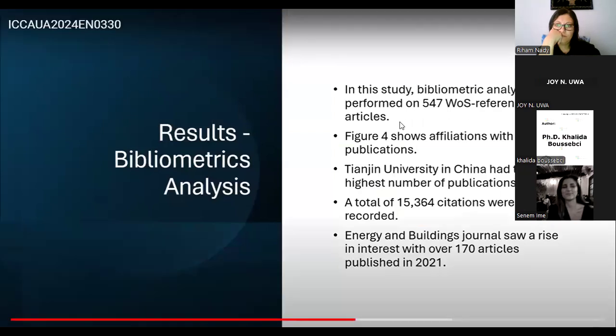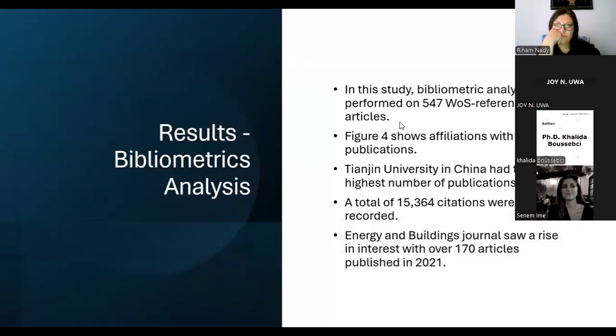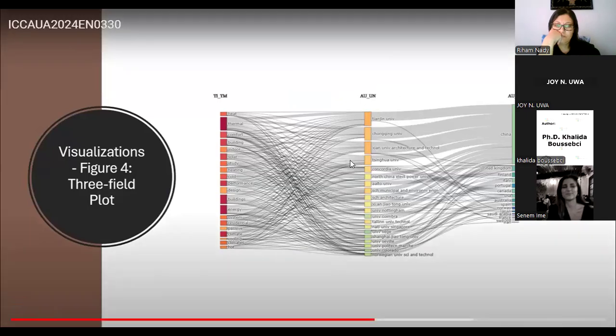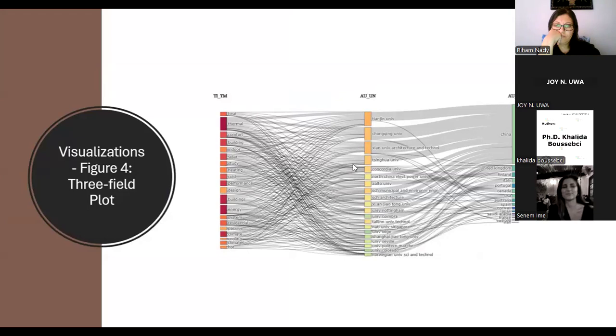And for the results, we had some universities which had higher publications. We had most of the publications coming from specific journals, and we also have this showing the connection between the keywords, author, university, and author location. This particular image shows us that there's a strong relationship between various titles associated with the study, the author affiliations, and author countries, which is basically a summary of details.